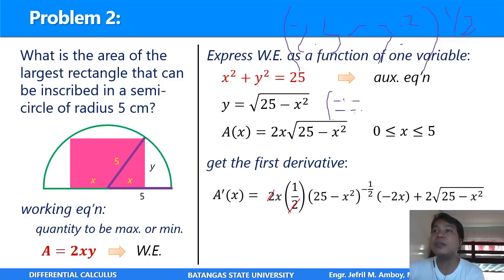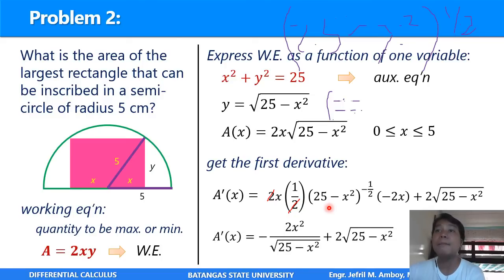Magka-cancel yung 2. Tapos ito naman, since ang exponent niya ay negative, pwede nating ilagay sa ilalim yan, no? And in the denominator, it will be inside a square root. Okay? Tapos x times x, may matitirang x squared, negative 2. So sa taas, magkakaroon ka ng negative 2x squared at sa baba nun, may term na square root of 25 minus x squared. Ito na siya. No? Plus, copy-paste lang natin yung second term. Okay? So this is now the simplified form of the first derivative.